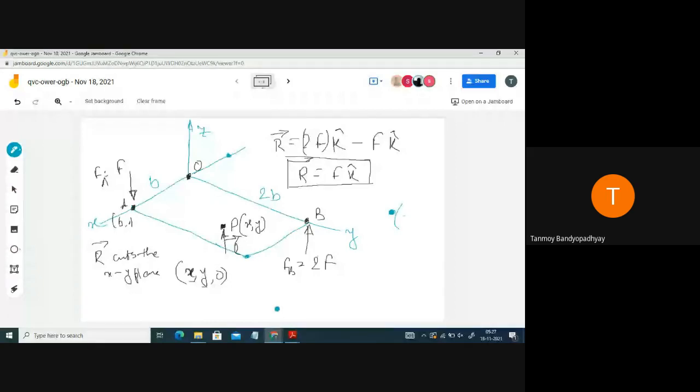Clear or not? Yes, sir. Sometimes we ask, sir, how can the force go outside the plate? Though the forces are acting on the surface of the plate, the resultant force is somewhere outside of the total body. Clear?